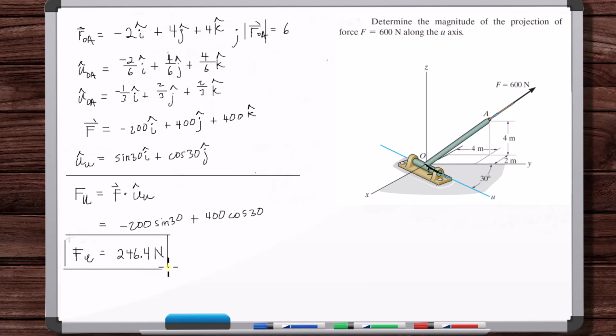And again, they don't ask us for the vector. If we wanted the vector, we would just multiply this by u, the unit vector in the u direction. But they just want the magnitude. The component of this 600 newton force in this direction is 246.4 newtons.